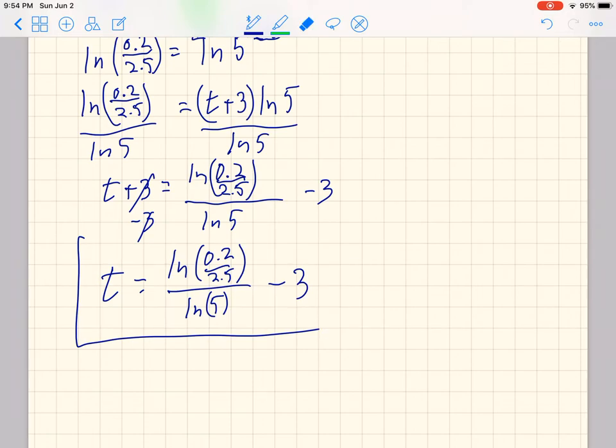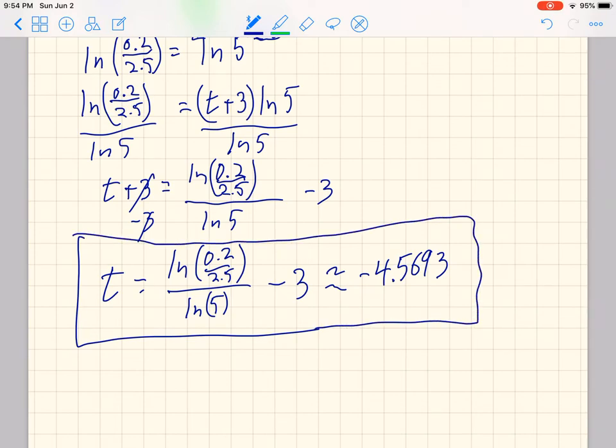Before I circle it though, I want to actually get a decimal approximation. That's what I'm going to be looking for on the test, is a decimal approximation for these. So the natural log of 0.2 divided by 2.5, close parenthesis, divide that by natural log of 5, and then subtract 3. I've got negative 4.5693.